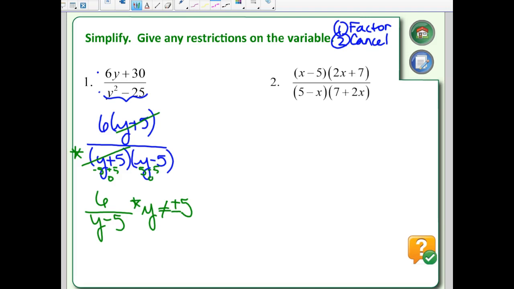Now, good job. Let's go over here and look at number 2. If we look at number 2, are there any binomials that will factor out automatically? Yeah, did you realize 2x plus 7 is the same thing as 7 plus 2x? We've said that over and over again. Addition is commutative, so they cancel.